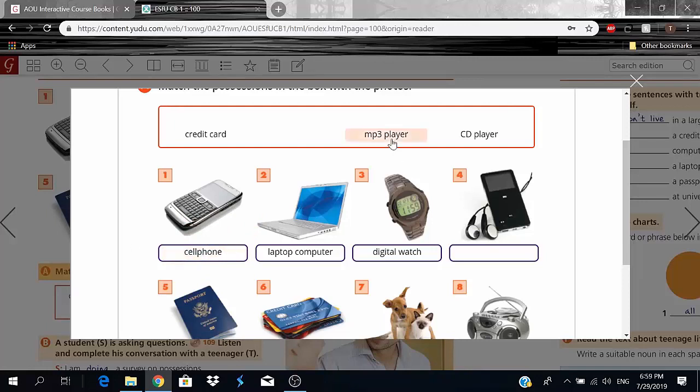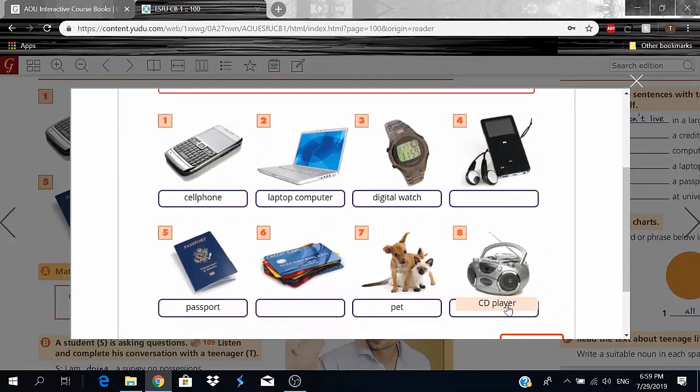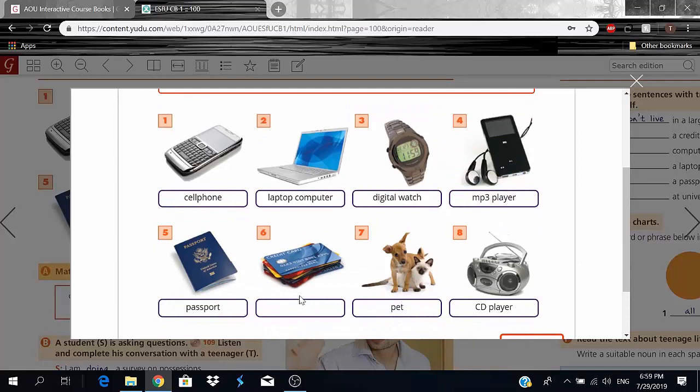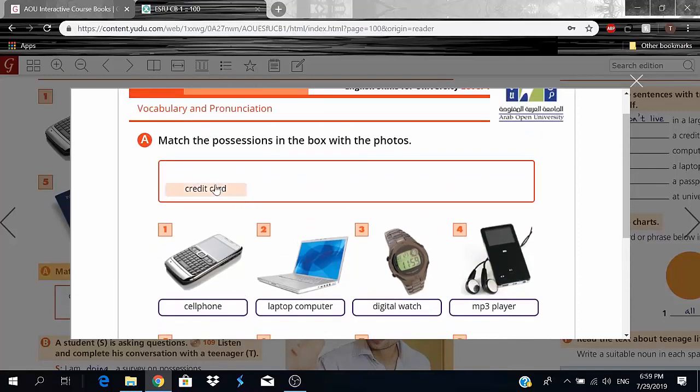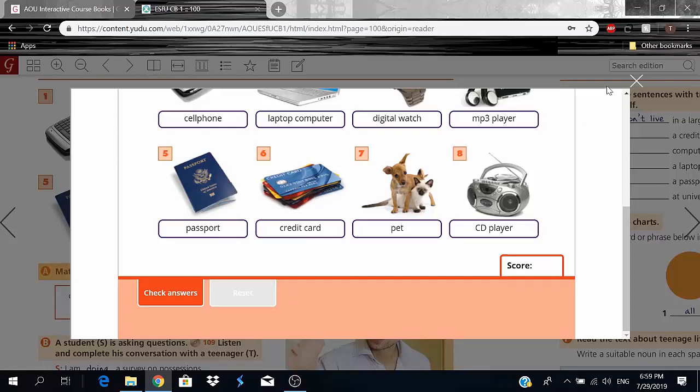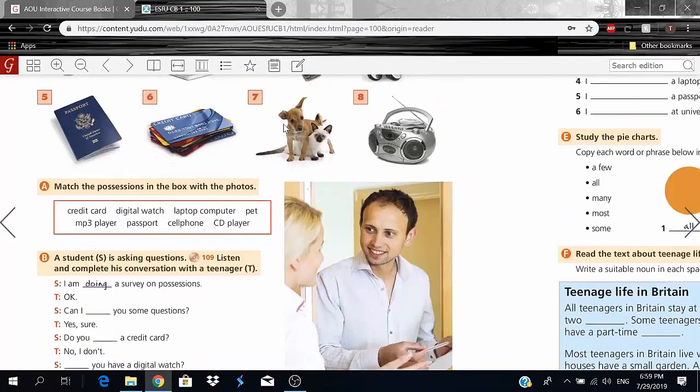Okay, we have CD player. Nobody uses those, by the way. These are long gone. So CD player right here. And we have MP3 player, this right here. And finally we have credit card. Credit card is a card that you use to kind of take a loan out, but not a big loan, just a quick loan that you'll pay off in a month or something like that, right? So now let's move on.